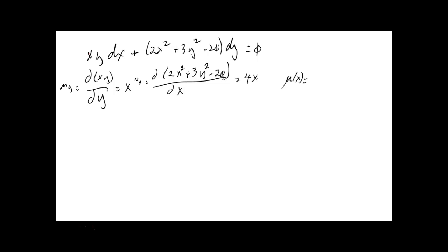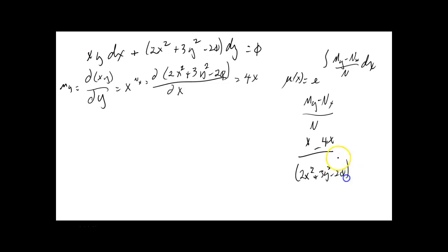If you have it in your notes, you're probably okay there. If you remember what mu sub x was, it was e to the integral of (M sub y minus N sub x) over N, dx. The numerator is a function of x alone, but the denominator is not. So M sub y minus N sub x over N would be x minus 4x over 2x squared plus 3y squared minus 20.